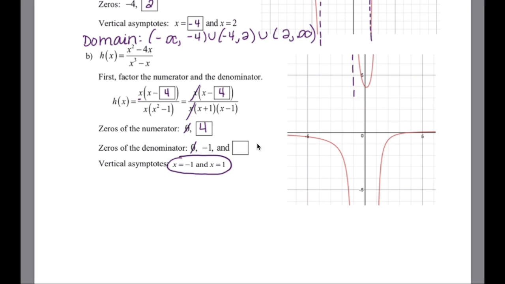Again, I have the graph on the right-hand side here. Here's -1, and here's x is +1.